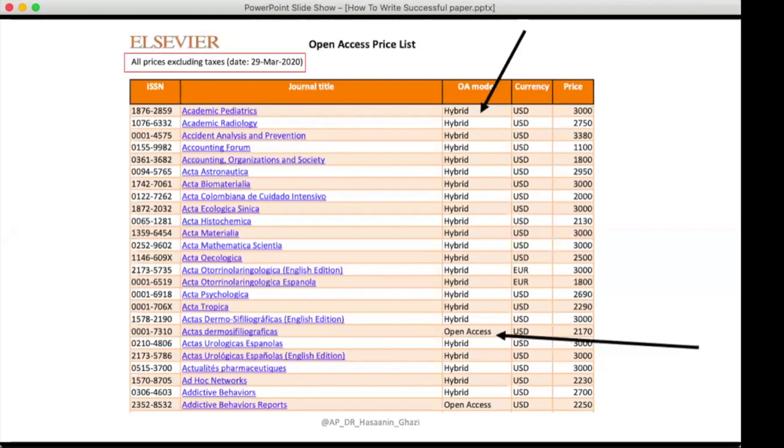So people prefer hybrid journals for scientific reasons and because they are more prestigious. They are old journals, so they have higher ranking. This is the reason why they are more expensive.